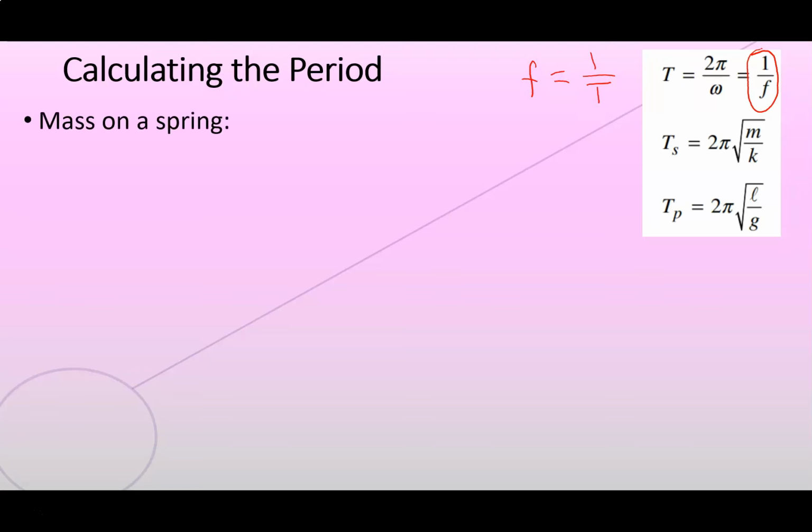The formula for a mass on a spring is symbolized by T sub s, where the s stands for spring. That says that the period is equal to 2 pi times the square root of m over k, where m is the mass of the object and k is the spring constant. And notice that this formula does not depend on how far you pull the object from equilibrium. So think about why that might be.